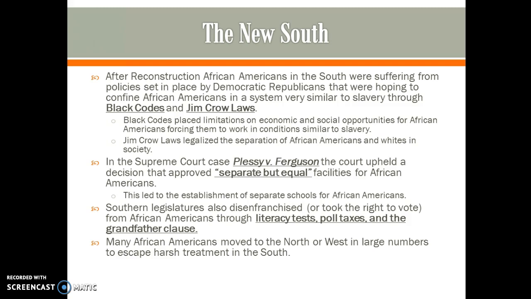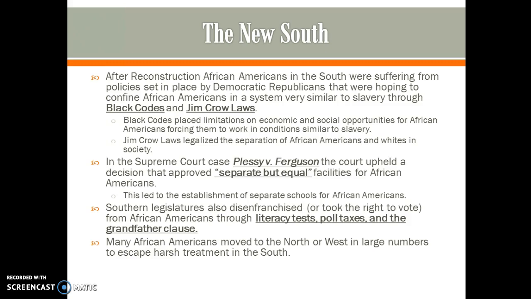So after Reconstruction, African Americans in the South were suffering from policies that were set in place by Democratic Republicans. They were hoping to confine African Americans in a system very similar to slavery through black codes and Jim Crow laws. Now, the Democratic Republicans will eventually become what we call the Democratic Party. The Democratic Party had really taken over the South after Reconstruction. It was what we call the Southern Democrats. They were the conservatives and will eventually become what we know today to be the Republican Party.